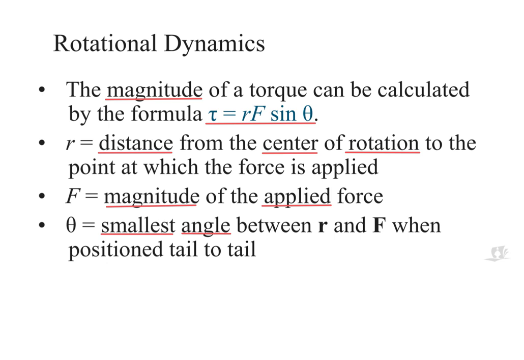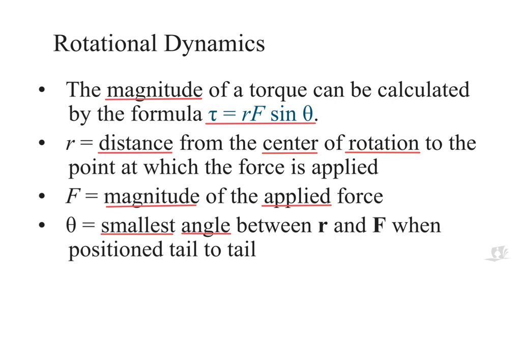So what are all these variables? R is the distance from the center of rotation. That's what R typically means. We think of it as radius, all right? But we are going to now think of it as a distance from the center of rotation to the point at which the force is applied. That is your R. Your F is the magnitude of the applied force. If you are sitting on a seesaw, your weight is your magnitude of the applied force. You are pushing down on the seesaw with all of your weight, all right? Magnitude of the applied force. And theta is the smallest angle between R, that distance, and F when positioned tail to tail.